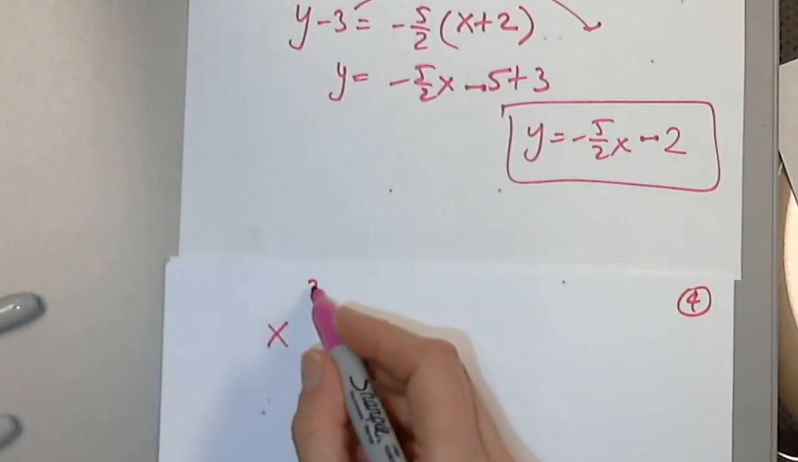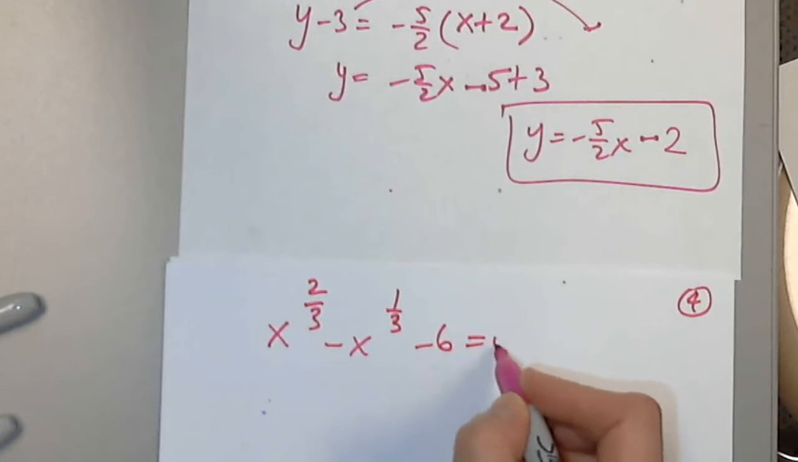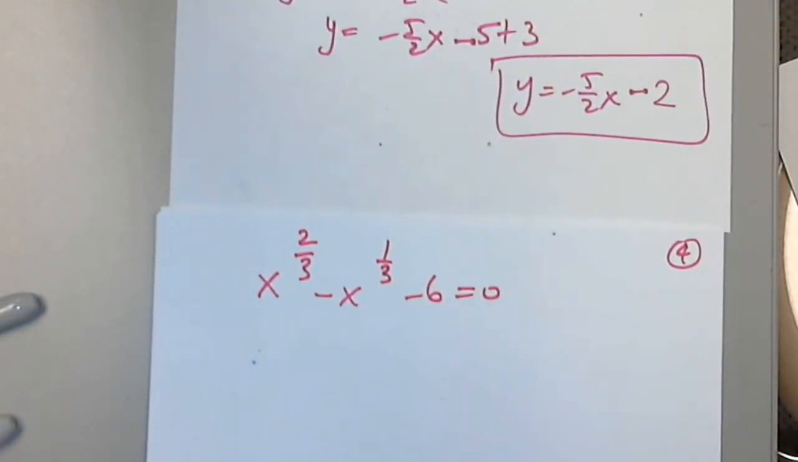So this is x to the 2/3 minus x to the 1/3 minus 6 equals 0. Okay, so let's look at this equation and make a decision what type it is. Because once I know what type it is, then I have great chances of solving it. Quadratic in form, awesome. It is quadratic in form.